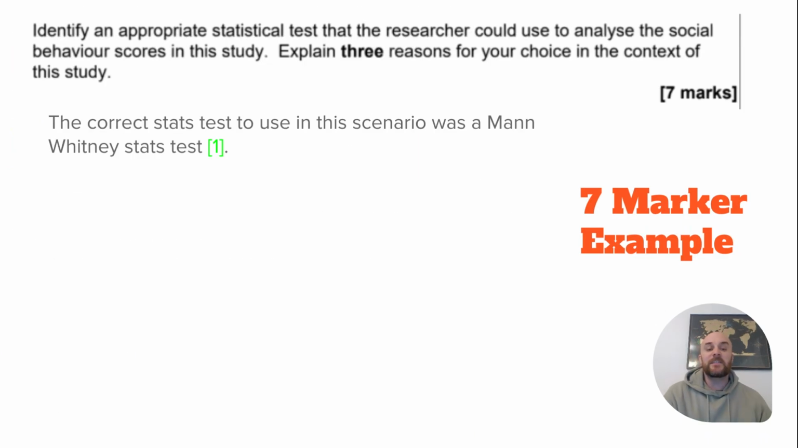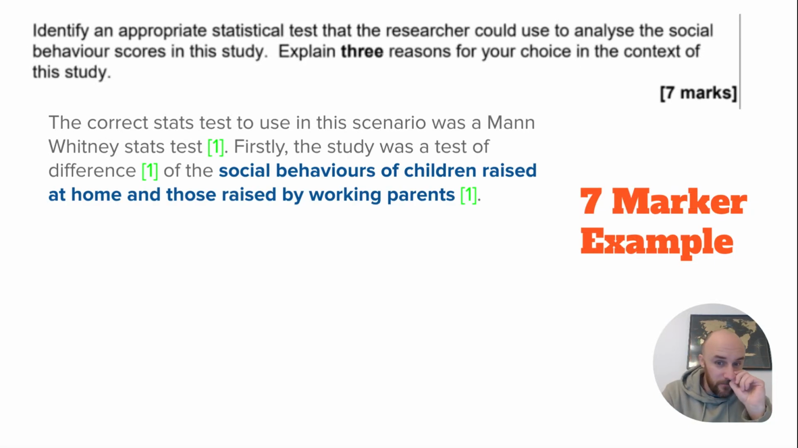So in terms of how that is actually written, what I've got here is a model answer and then a little 1 after every time you would have got a mark. In this case, you get 1 mark for identifying that the correct stats test to use in this scenario was a Mann Whitney stats test. That gets you 1 mark. Now we need a bit of evidence and then contextualize it. So first things first, firstly, the study was a test of difference. Boom, 1 mark, right? You've identified that it's a test of difference. That actually gets you the mark. But then we need, and in the blue here is what we're giving, contextualized evidence.